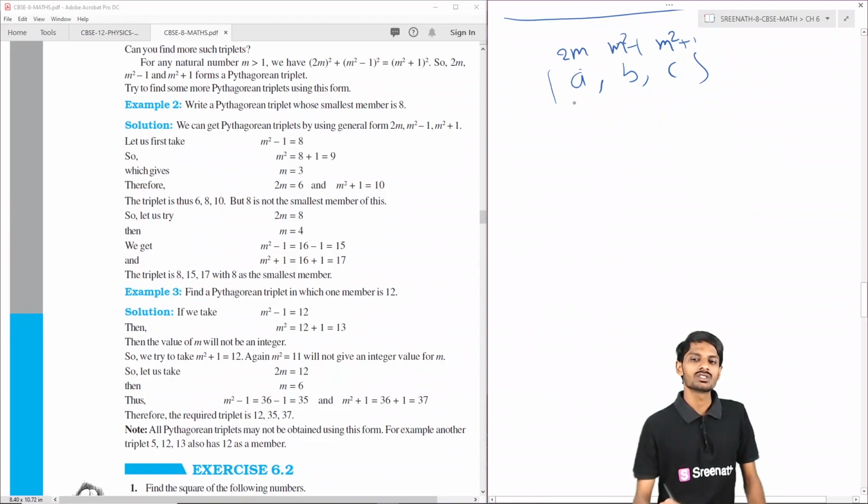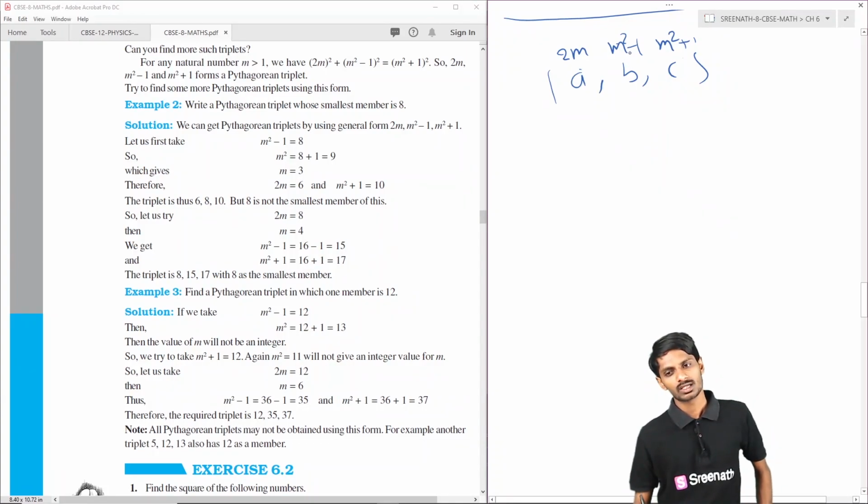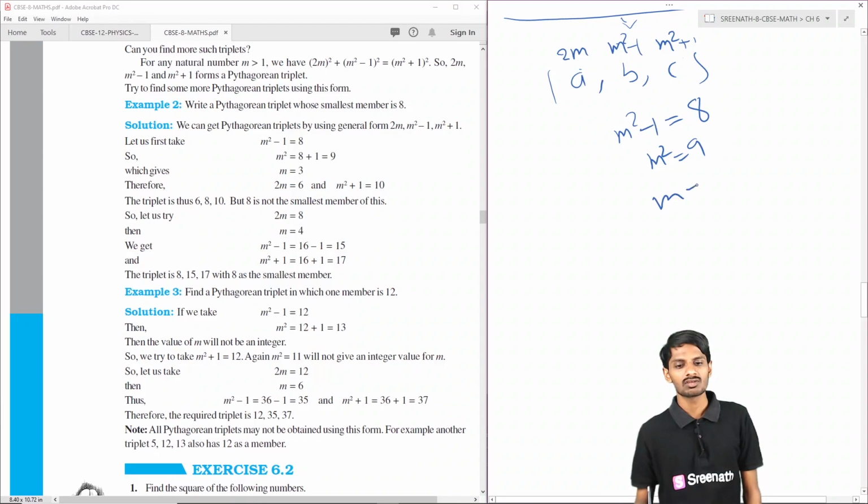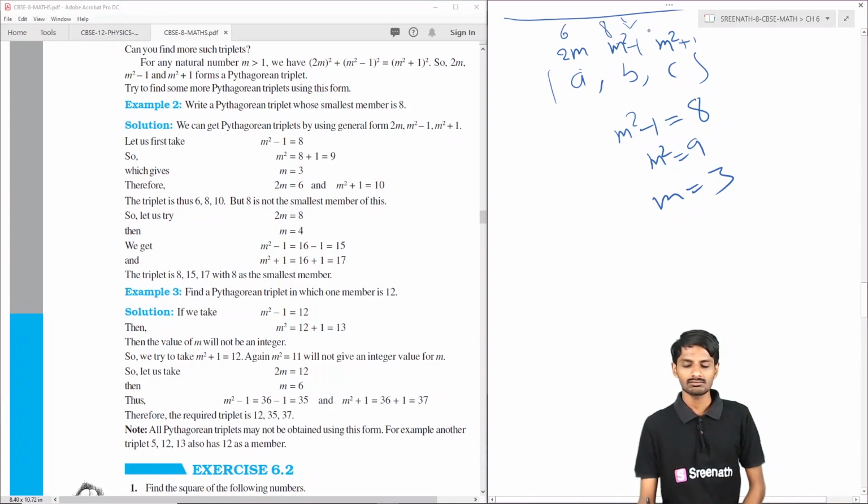Out of these, which is the smallest one? Suppose we take it as the smallest one. So m square minus 1 they have given as 8. So obviously m square equals 8 plus 1, that is 9, so m equals 3. Once you know m, next 2m is 6, and 9 minus 1 is 8, and 9 plus 1 is 10. This is the thing, students.